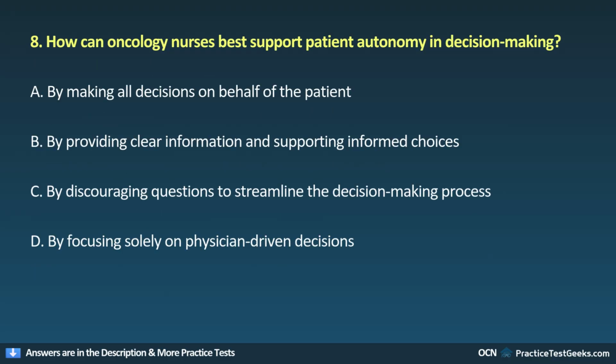8. How can oncology nurses best support patient autonomy in decision-making? A. By making all decisions on behalf of the patient. B. By providing clear information and supporting informed choices. C. By discouraging questions to streamline the decision-making process. D. By focusing solely on physician-driven decisions.